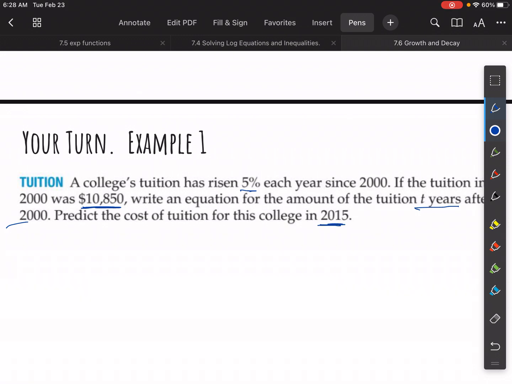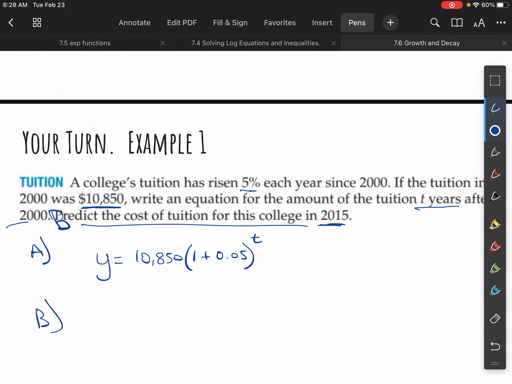Okay, so this is an exponential growth problem. So we have y is equal to the original amount. The original amount is 10,850, multiplied by 1 plus the rate, 0.05. Okay, 5% as a decimal. And then all to the t. So they want the equation in terms of t. That's part A. And then for part B, we have predicting the cost in 2015.